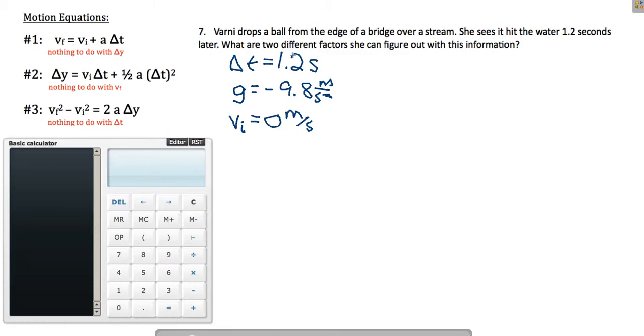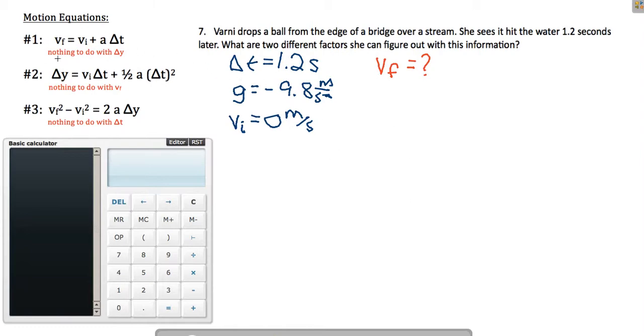They're asking us, what else can we figure out? So out of all these symbols that we have, what else could we find about that ball that she dropped? Okay, the first thing that we look at, I think easiest one to start with, is if we can find out how fast that ball got. So one of the factors we can find is VF. We can solve and see what that is. So let's do that first.